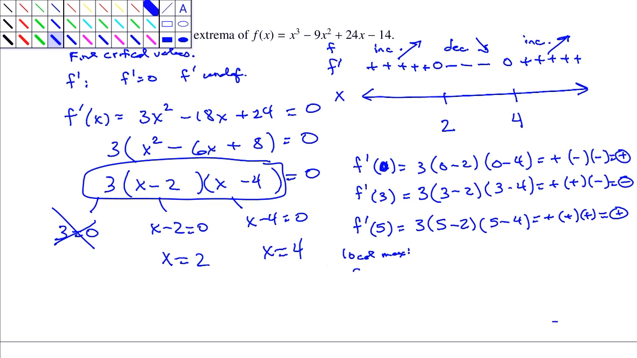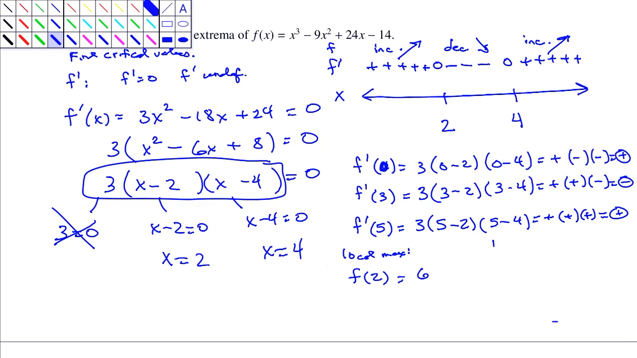Let's find that. So f of 2. Now, notice I put f of 2. That is the original function value. So you have to take 2 and plug it into the original f. And that is a 6. So we have a local maximum at 2 of 6. So the value of the local maximum is 6.